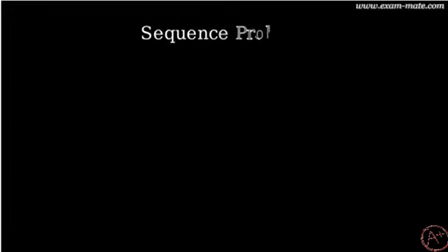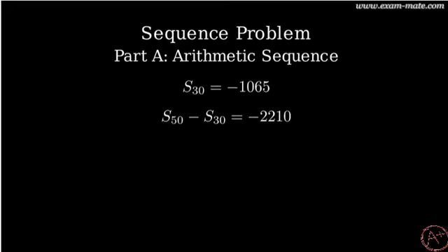Let's solve the sequence problem that involves both arithmetic and geometric sequences. Let's start with part A, which deals with an arithmetic sequence. We're given that the sum of the first 30 terms is negative 1,065, and the sum of the next 20 terms is negative 2,210. We need to find the first term and the common difference.